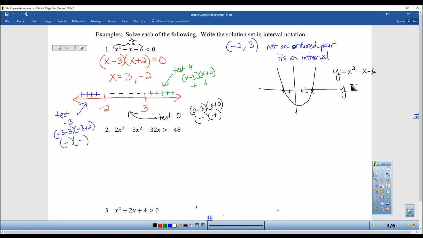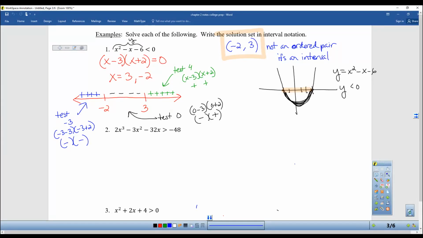So where is y less than 0? For all these points here. And what interval is that? I think this is the hard part. This is the interval. So that's why the answer is the interval -2 to 3. So easier than testing points.